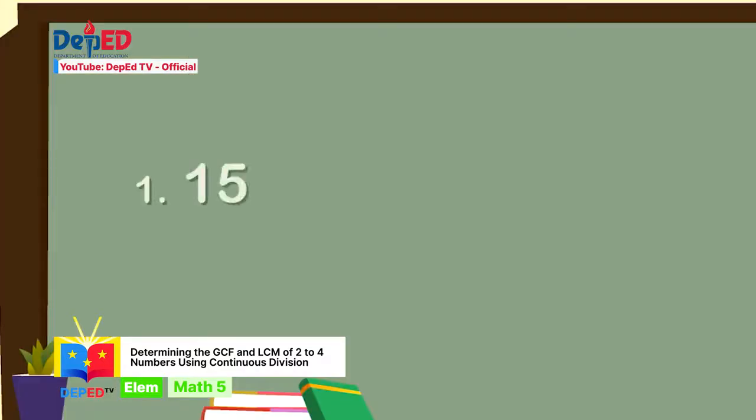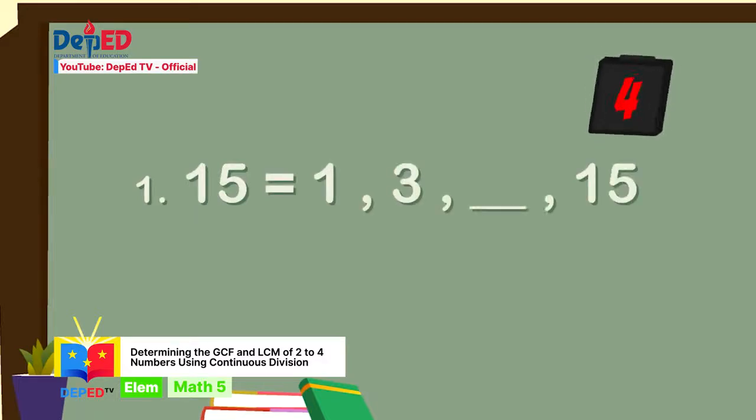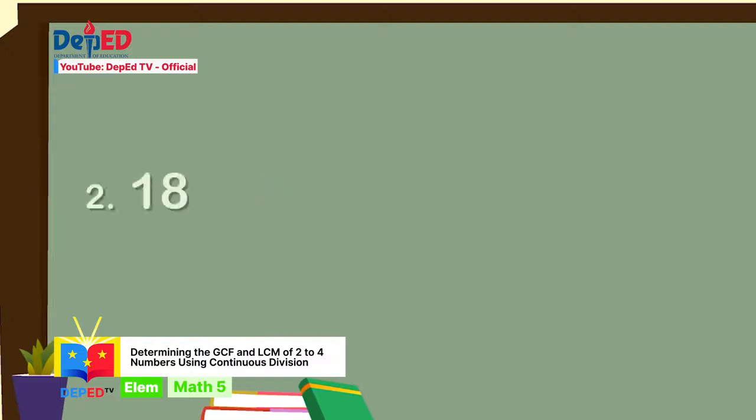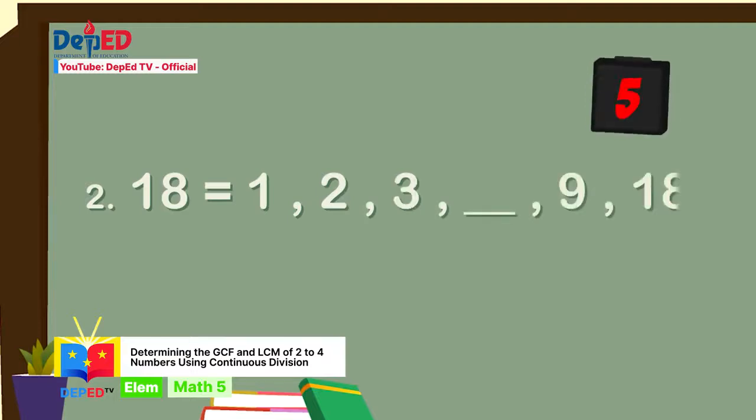Number 1, 15. The factors are 1, 3, blank, 15. The missing factor is 5. Number 2, 18. The factors are 1, 2, 3, blank, 9, 18. The missing factor is 6.